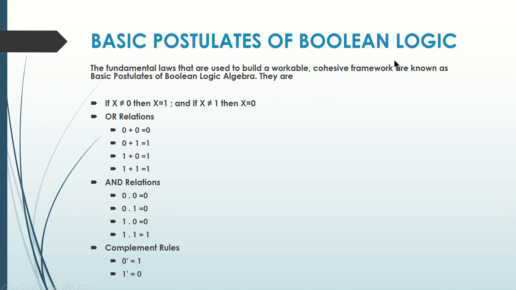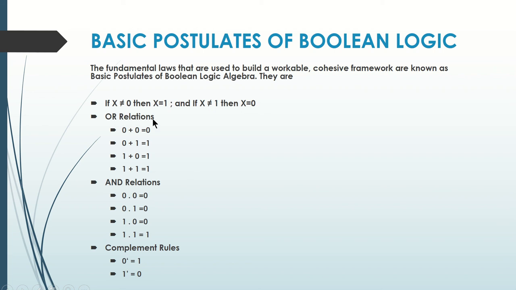For Boolean logic, what are all the fundamental laws? These are the ones which we have already discussed. We are just restating them one more time. If x is not equal to 0, then the x value is 1, because x can take the value either 0 or 1. So if x is not equal to 0, then it must be 1. If x is not equal to 1, then x must be 0.